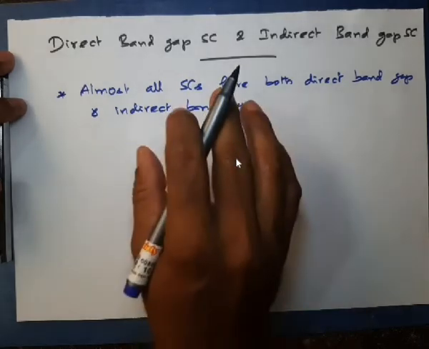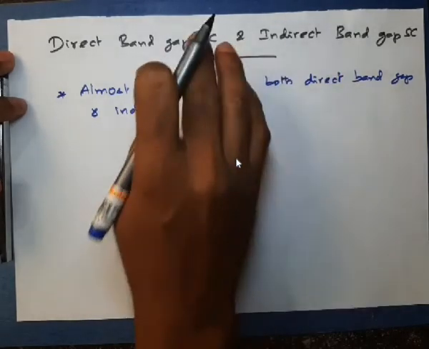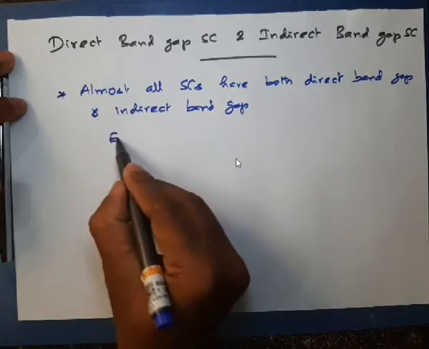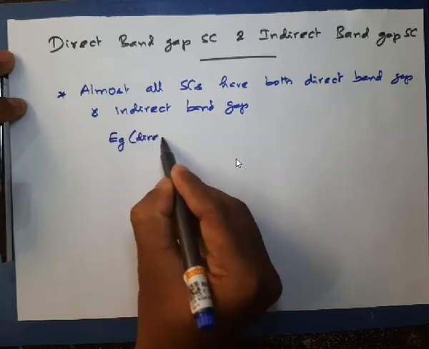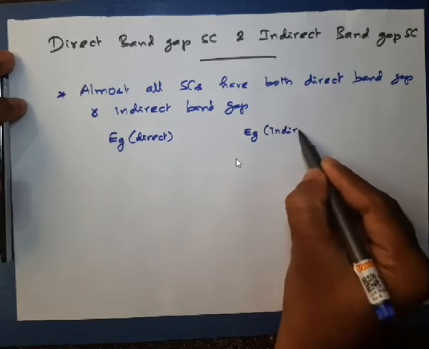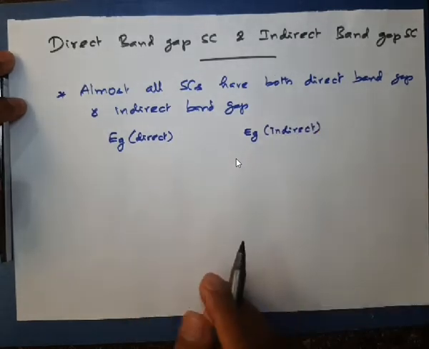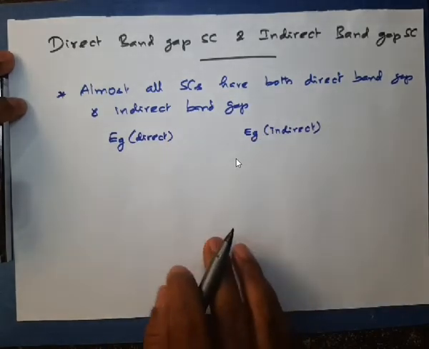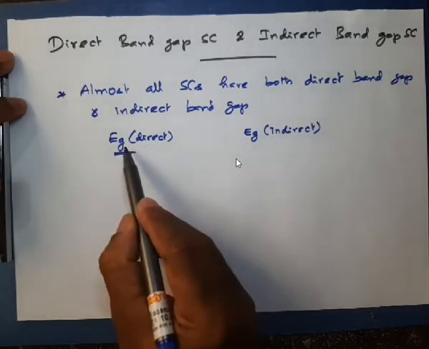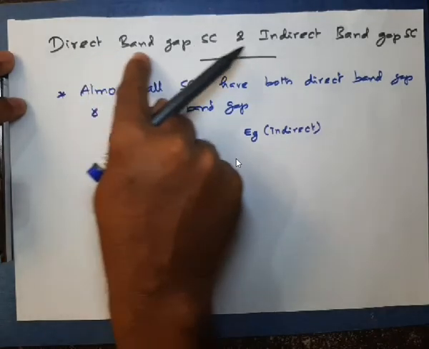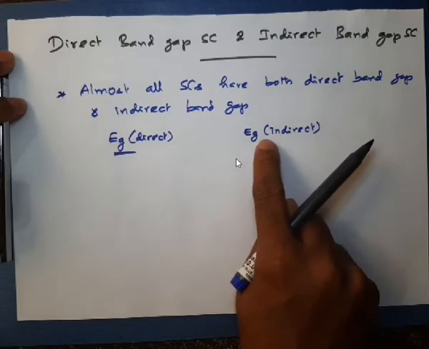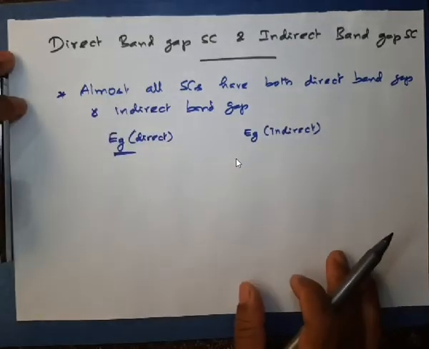Then how do we identify whether a semiconductor is a direct band gap semiconductor or an indirect band gap semiconductor? We first find out the direct band gap and the indirect band gap for a given material. Then among these, which one is lower? The lower value decides the material. If the direct band gap is low, we call that semiconductor a direct band gap semiconductor. If the indirect band gap is low, then we call the material an indirect band gap semiconductor.